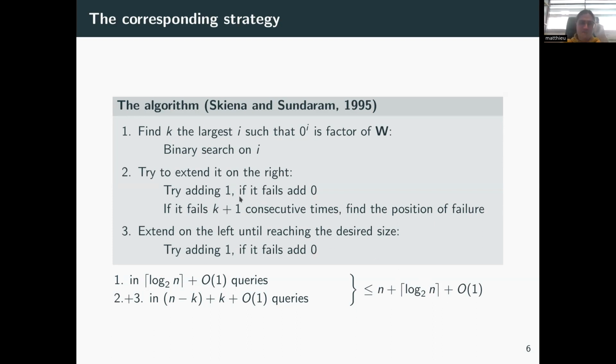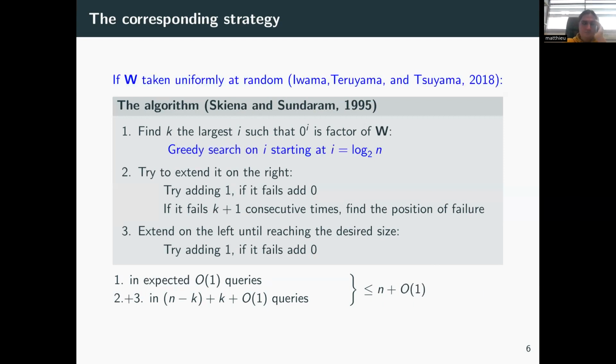Something else I should mention is that whenever I fail, instead of doing a binary search to find the exact position of failure, I'm just going to add 1 more 0 to see if it works, and then 1 more 0 and see if it works. By doing that, whenever I do 1 query, I'm adding 1 letter. If I wasn't doing that, it could cost me a log n queries to add only 1 letter. That would be bad, because we really want to optimize it in a really precise way. Okay, so I have this algorithm from Skinner and Sundaram, which costs n plus log n queries.